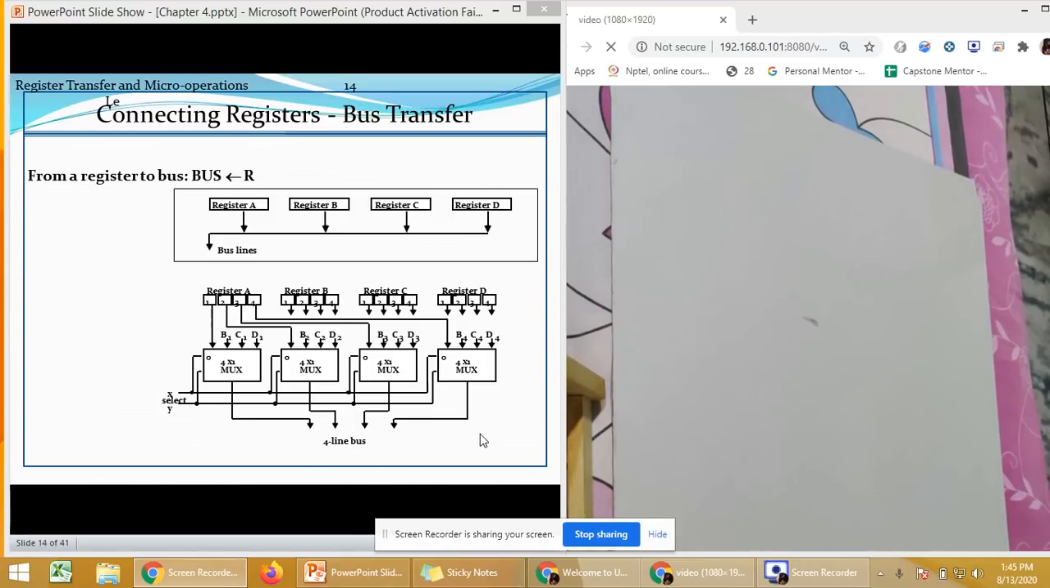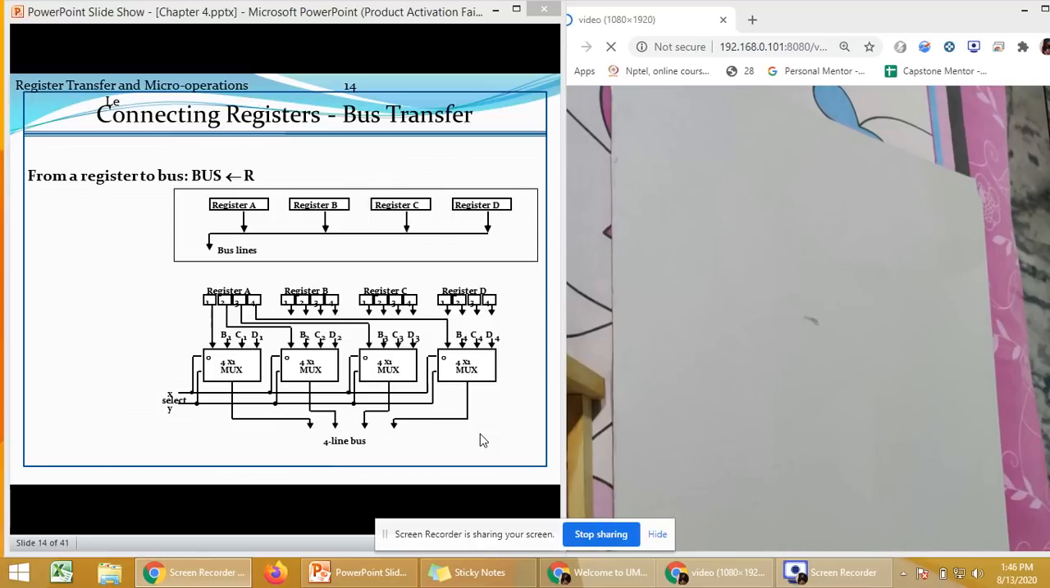So in the last class we discussed the 4-bit bus system using multiplexers. Now in this class we are going to cover the same bus system using a different device, known as a three-state buffer. So we will first discuss what a three-state buffer is, why it is required, and what the need was to create the bus using three-state buffers.